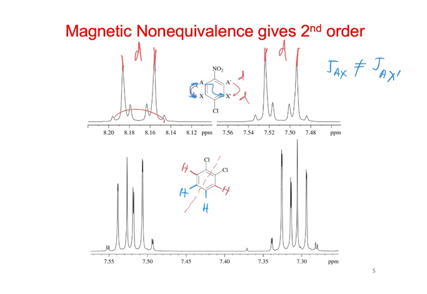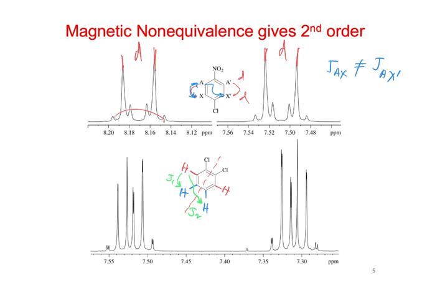Okay? However, if we take one of these red ones, it's going to have one coupling constant here, call it 1, and it's going to have a different coupling constant to here. Right? So that it couples to both of the blue protons, but with different coupling constants. So this is the magnetic non-equivalence.